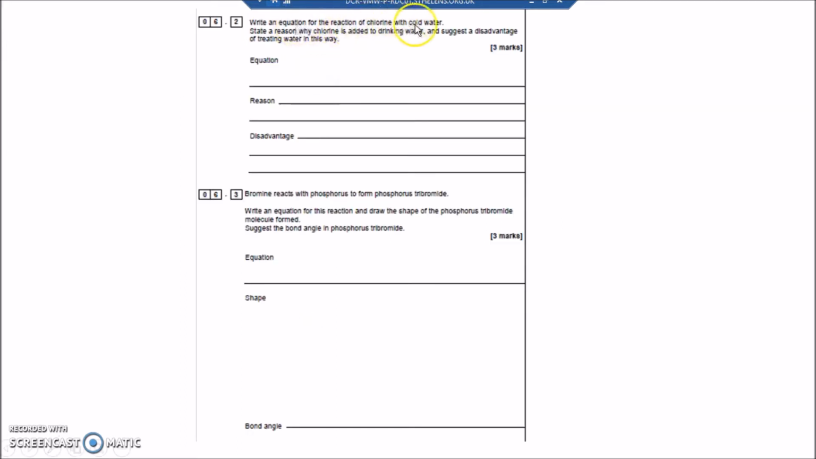Write an equation for the reaction of chlorine with cold water. Well, you just got to learn this really. This happens in swimming pools and in drinking water. Chlorine in water forms HCl and something called hypochlorous acid, HClO, which kills bacteria.